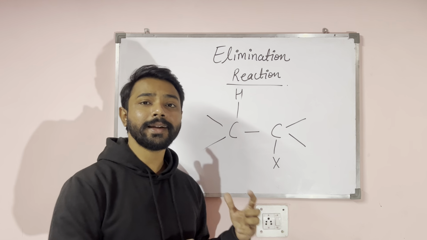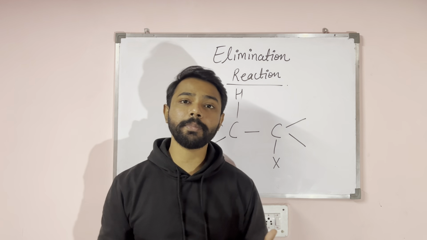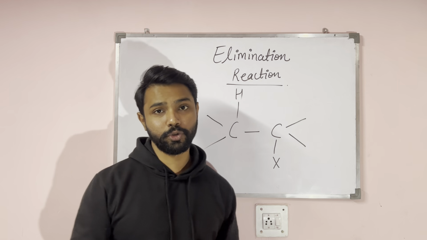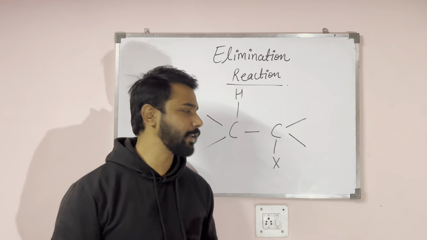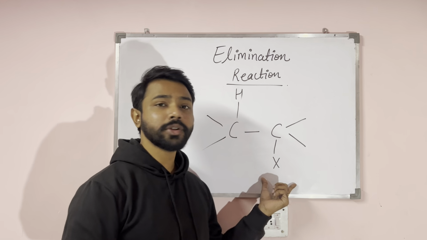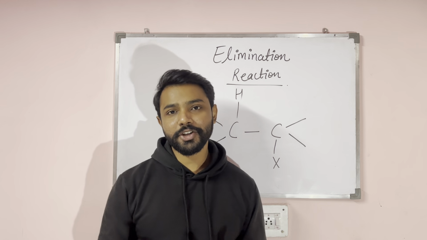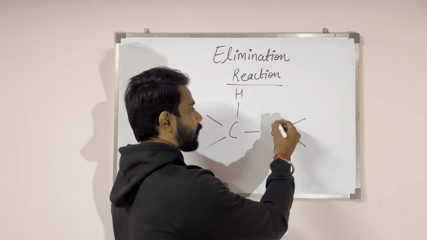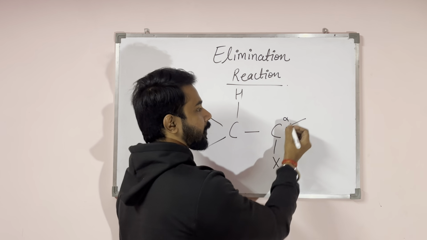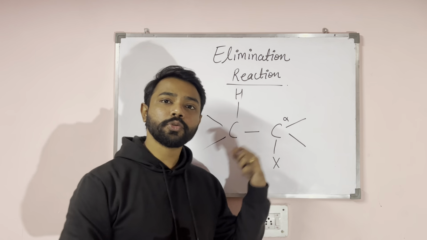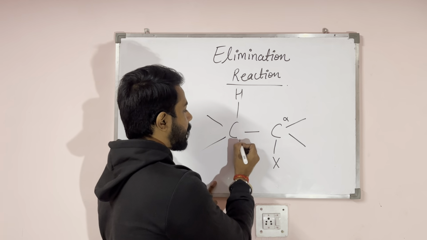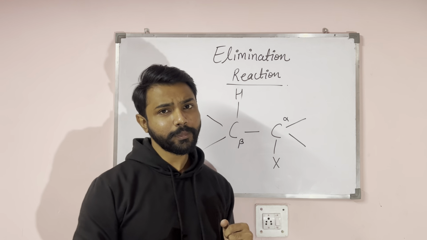In this case, let's take an example where the leaving group is a halogen. Halogens are also very good leaving groups. As you know, halogen is a functional group as well. The carbon that is directly attached to the functional group is the alpha carbon. So this carbon is the alpha carbon, and the carbon next to the alpha carbon is the beta carbon.